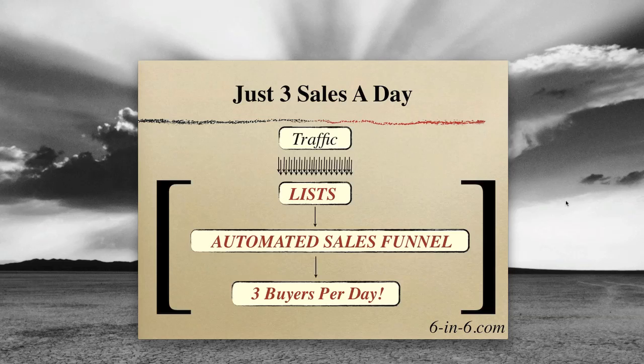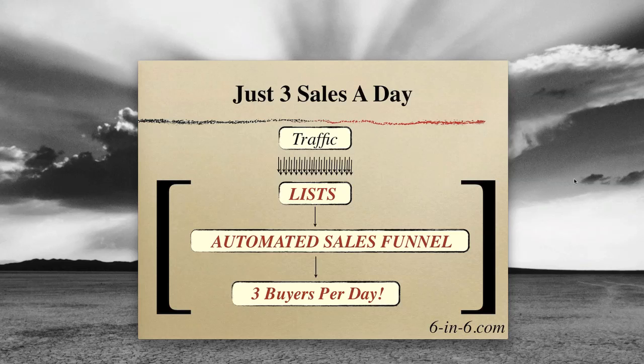So remember our maps? Well, this is exactly how we do it. The traffic goes to our lists. Everything that we've been talking about is about generating traffic. Well, what do we do with the traffic once we get it? We have to funnel them into our lists, and then from our lists into automated sales funnels. And with all of the different traffic sources and all of the different traffic that we're going to be generating to our pages, into our landing pages, we can generate 3 buyers a day.